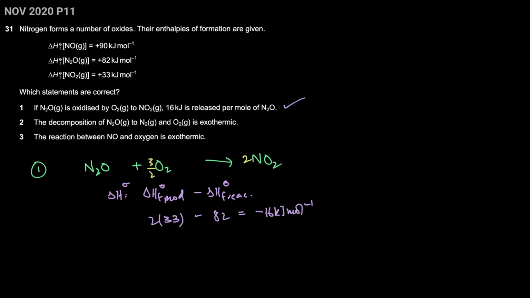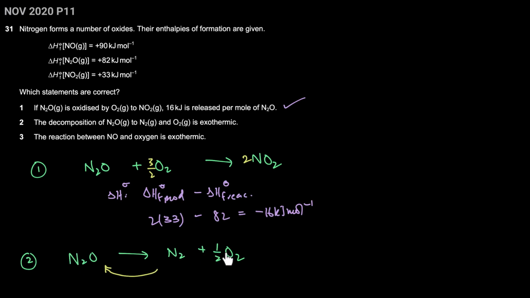Statement 2 says the decomposition of N2O to N2 and O2 is exothermic. So if you look at statement 2 here, if I take N2O and I decompose it into its elements, we have N2 plus half O2. Well, if we notice, this is simply N2O decomposing into its elements. So the reverse reaction here is the formation of N2O. From its elements, we form N2O.